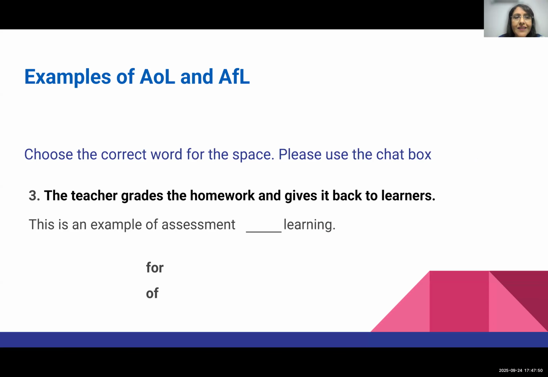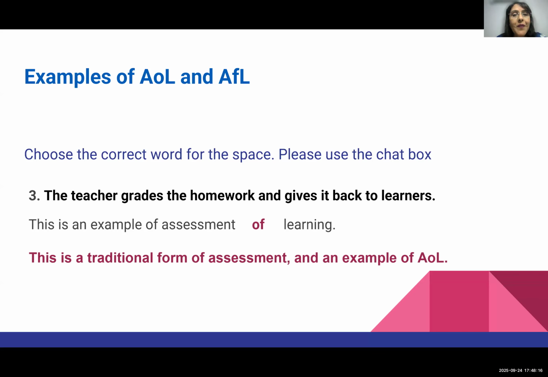Let's see the third one. The teacher grades the homework and gives it back to learners. What do you think? What kind of assessment is that? We're still divided between of and for, but most of the answers are of learning, assessment of learning. Let's check. This is an example of assessment of learning, and this is a conventional type of assessment. Like homework done by the student and teacher is grading it.